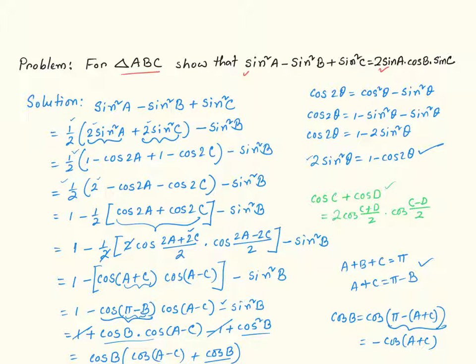Now let me summarize what I have done. I took the left hand side of the equation, which is this, and then I combined the terms and used this cosine 2 theta property to simplify it, and then along the way I have used this property of trig, and then basically we simplified it, and finally we came up with the right hand side, which is, by the way, 2 sine of A, cosine of B, and sine of C.